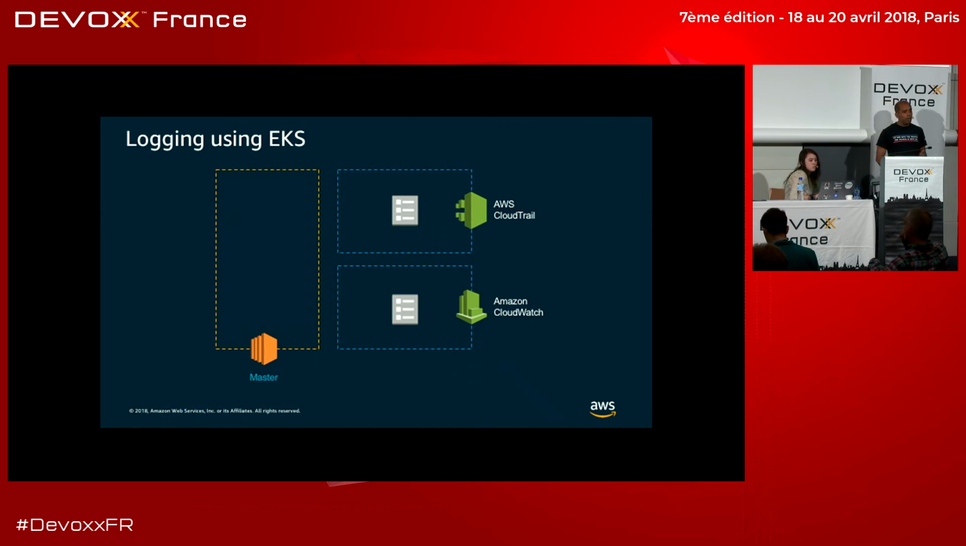And when anything is happening in your API server itself, say you create a pod, or there's a log output coming from the pod, all those calls are put into CloudWatch. So out of the box, we're going to give you integration with CloudWatch and CloudTrail.